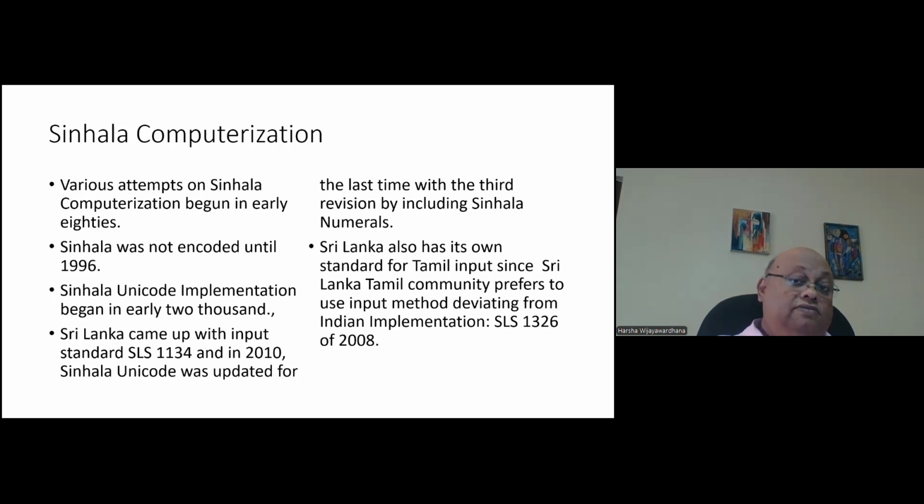The third revision, because I was also on that committee doing the SLS 1134. That's the second revision. And the third revision, which I had to do because I was involved with the Sinhala numerals, I wrote the third revision, including Sinhala numerals. Sri Lanka also has its own standard for Tamil input, since the Sri Lankan Tamil community prefers to use an input method deviating from the Indian implementation. So we have SLS 1326 of 2008.